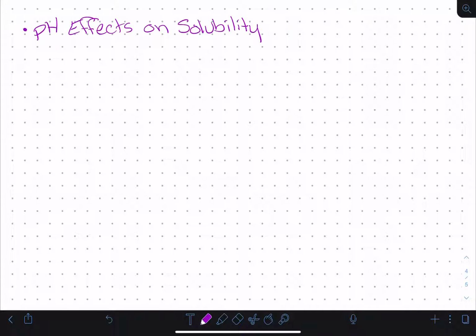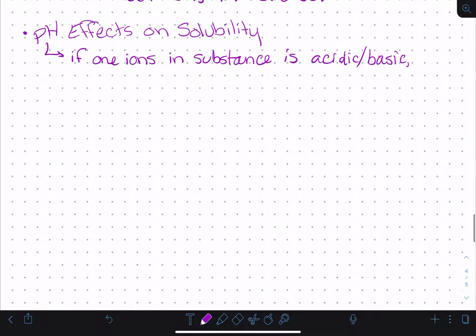Another topic related to solubility equilibria that I want to discuss is how pH can actually change the solubility of some substances. So pH is only a factor in solubility if one of the ions in your substance is either an acid or a base itself. So if one of the ions in your substance is acidic or basic, solubility will change with pH.